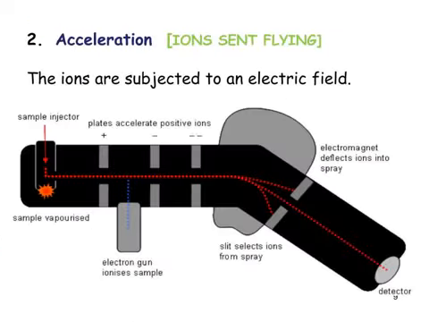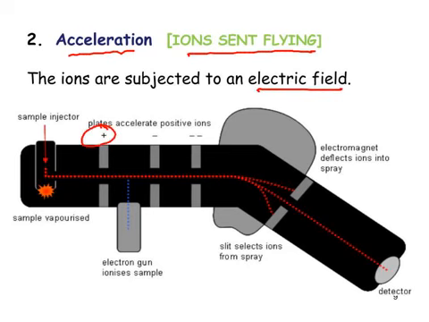So that's the first stage. Second stage is acceleration. The ions are sent flying, basically. The ions are subjected to an electric field, as I've explained. You've got the positive plate and the negative plate. In fact, it's increasing in strength, this electric field, and that's going to get the M plus ion created in here, repelling away from this positive plate here and heading towards the single negative and the double negative, getting them streaming in this direction before they enter the magnetic field.